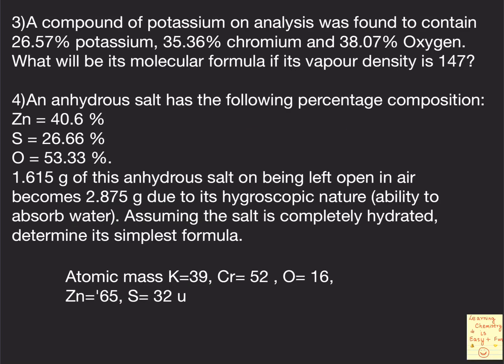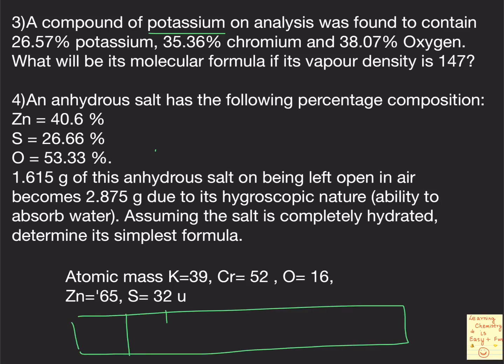Question number 3 and 4 are very straightforward. For a compound of potassium, on analysis, we've been given the data, you have to determine its molecular formula, and the vapor density is given. Don't forget the column method. Remember, we had done it as columns. You can do it as columns, you can do it as a normal question, it doesn't make a difference. Whatever suits you, you can do it that way. Come to the fourth question.